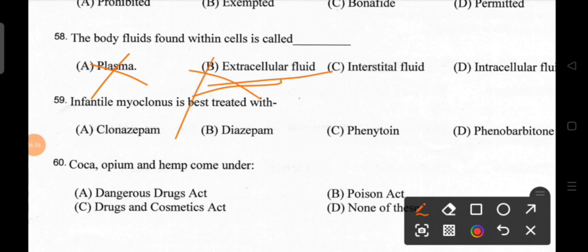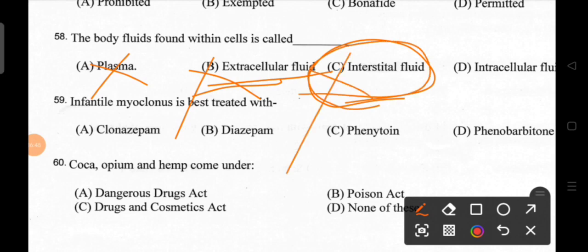What is the interstitial fluid? Interstitial fluids are the fluids present in between the spaces found in cells or tissue. These are the fluid found in the empty spaces or the gap between the cells or tissues. These are known as interstitial fluid. This is also not the answer. Then the remaining one, intracellular fluid. So body fluid found inside the cell is known as intracellular, and which is outside the cell is called extracellular fluid.